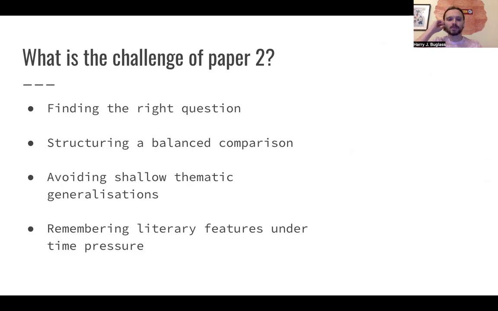So, what is the challenge? What makes paper two tricky? First, choosing the right question. The question must fit your texts naturally. Never try to shoehorn your works into a prompt that doesn't suit them. Then there's the challenge of balancing your comparison, avoiding shallow thematic generalizations and comparisons of merely the plots, and remembering to analyze literary features under time pressure.